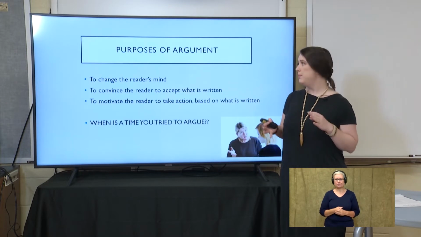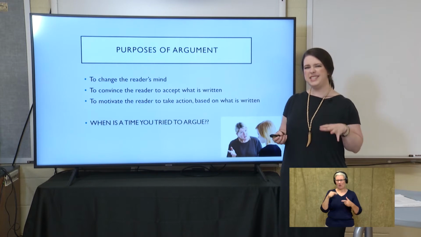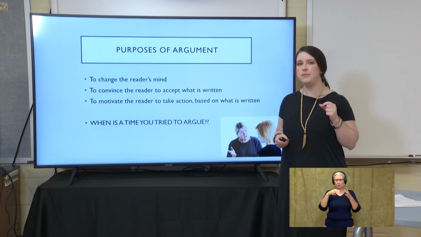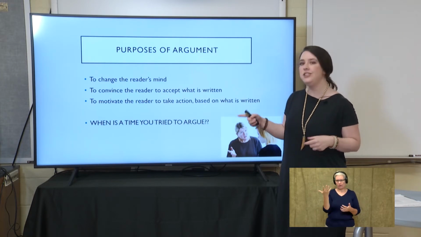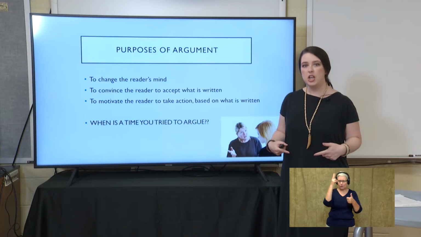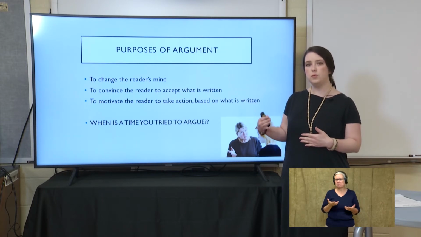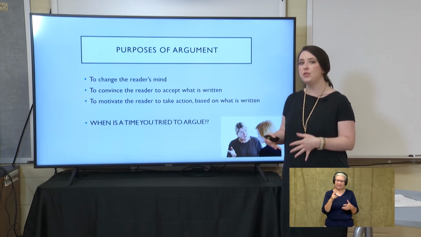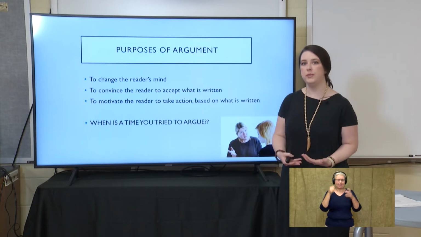There are basically three purposes of an argument. And please note that it's not always to change a reader's mind, but that is a major reason why we argue, is to change the reader's mind. You know, if you disagree with something, then that's the writer's way of trying to make you see, well, this is another way of looking at this topic, and I want you to agree with me.